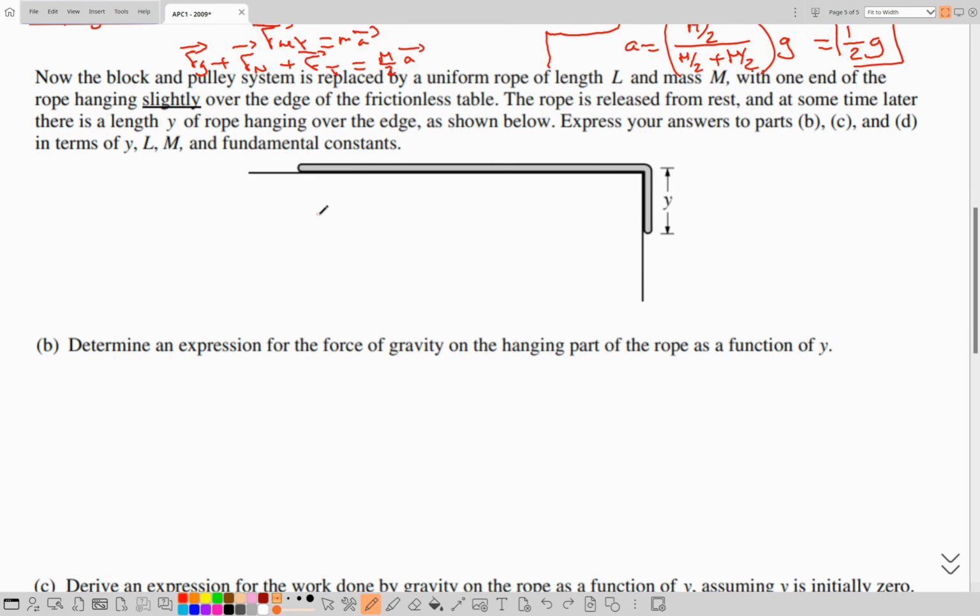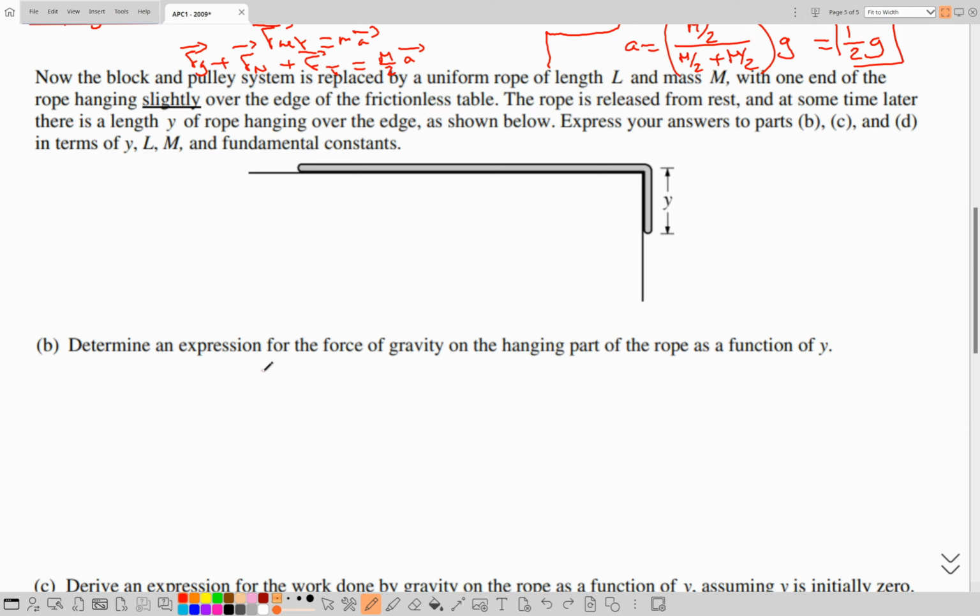Now the block and pulley system is replaced by a uniform rope of length L and mass m. What uniform means is that the mass distribution is the same, with one end of the rope hanging slightly over the edge of the frictionless table. The rope is released from rest, and at some later time there is a length y of the rope hanging over the edge as shown below. Express your answers to parts B, C, and D in terms of y, L, m, and fundamental constants.